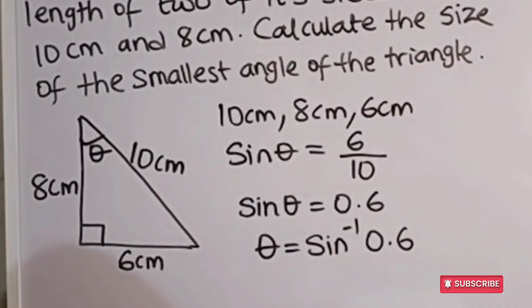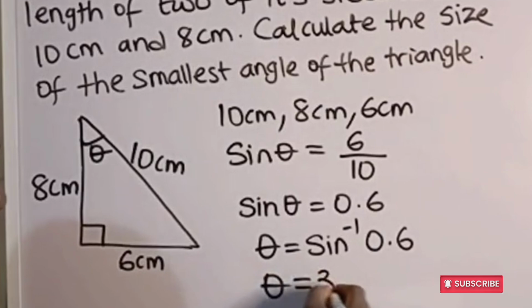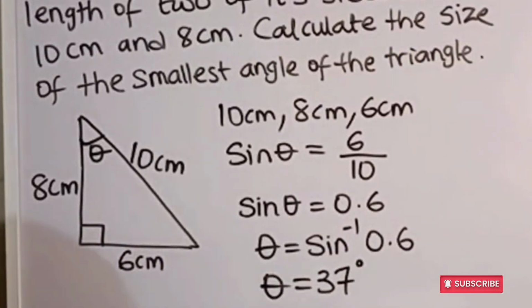So the answer is 36.86. But let's go with the person that said 37. So theta is equal to 37 degrees. Let's try one more example, just one more example.